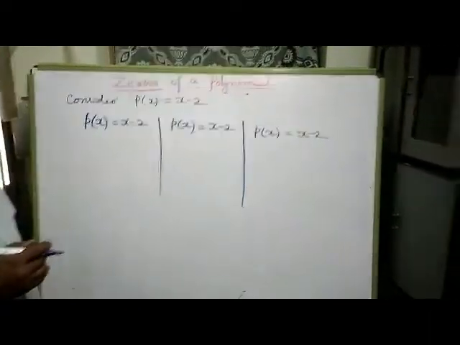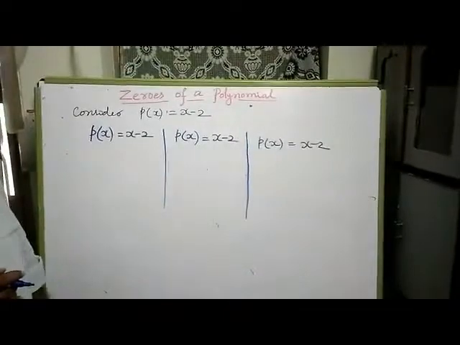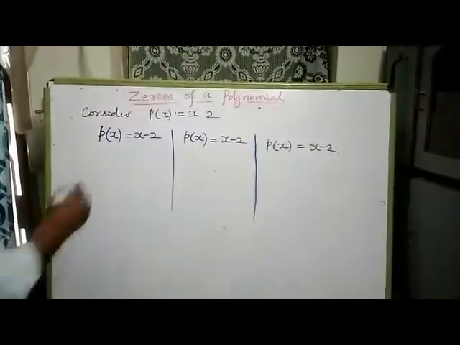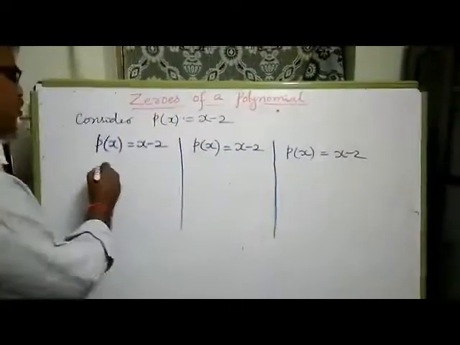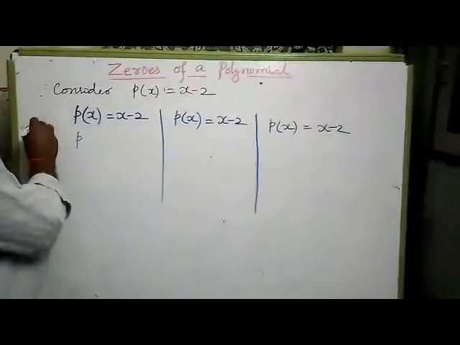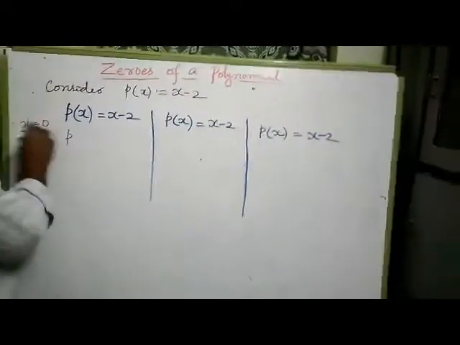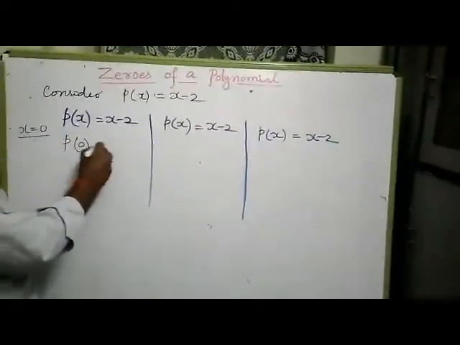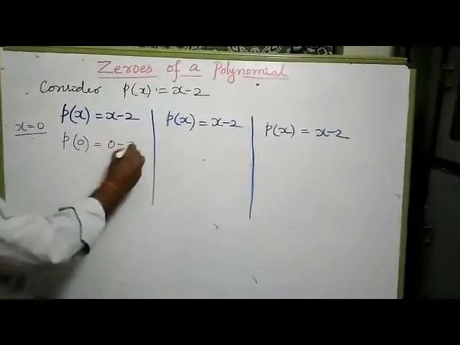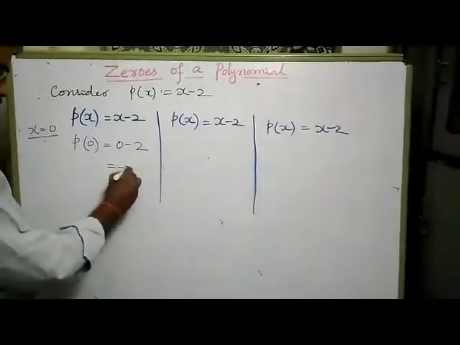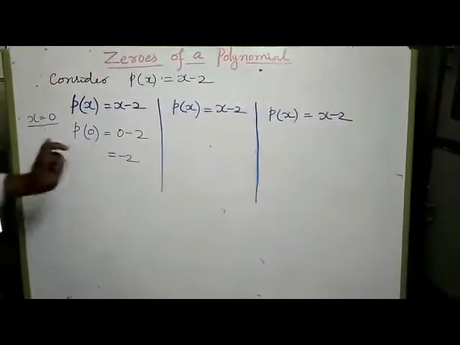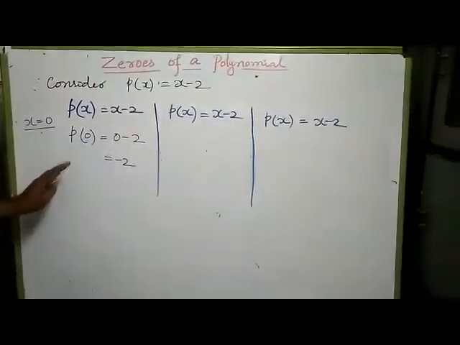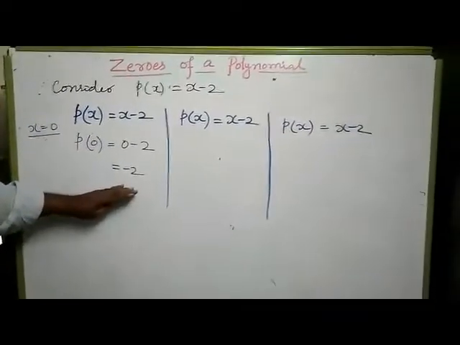Consider one more example. Polynomial in x, p of x is equal to x minus 2. Let us find the zero of the polynomial. Put x is equal to 0. P of 0 is 0 minus 2, which is equal to minus 2. The value of the polynomial at x is equal to 0 is minus 2.